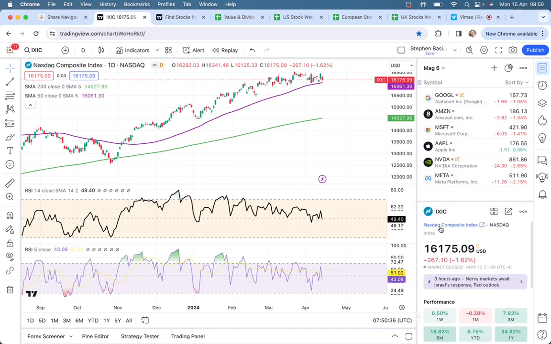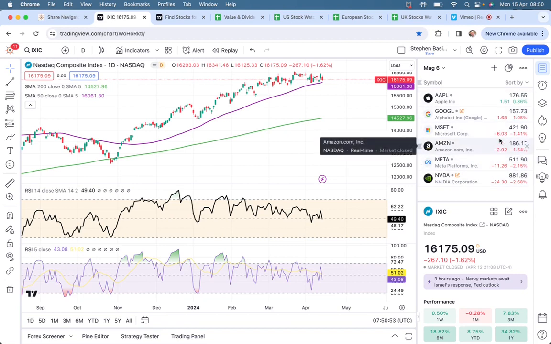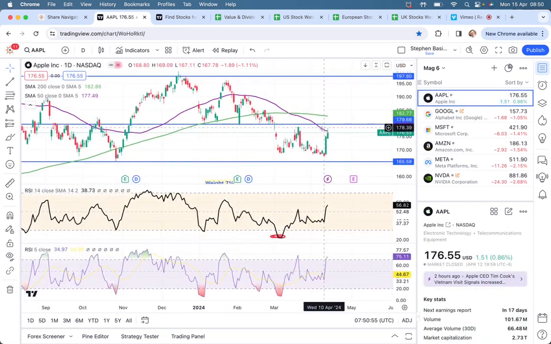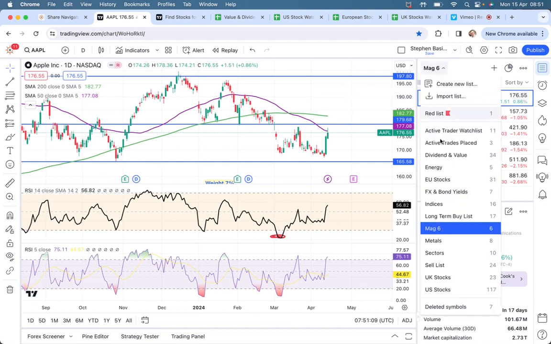A quick look at the Mag 6, you can see everything was down with the exception of Apple. Apple was the best performer, Google next, and then a big sell-off from Nvidia. So all of them went down on Friday with the exception of Apple. Apple held up well, with a couple of big up days there. So Apple is giving a bit of support to the market as well. I'd actually hate to think where the market would have gone if Apple was down in the last couple of days as well. So that's interesting in itself.